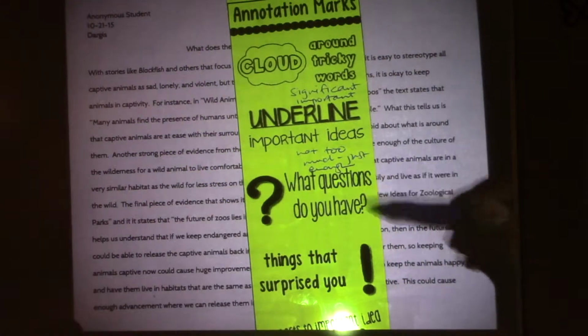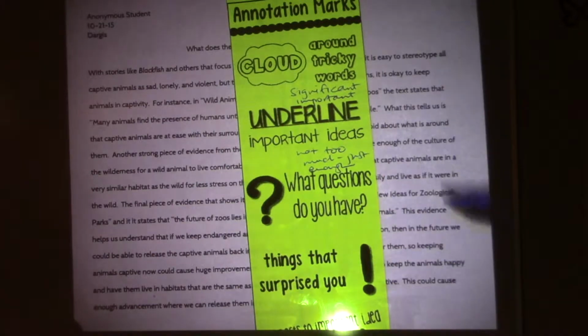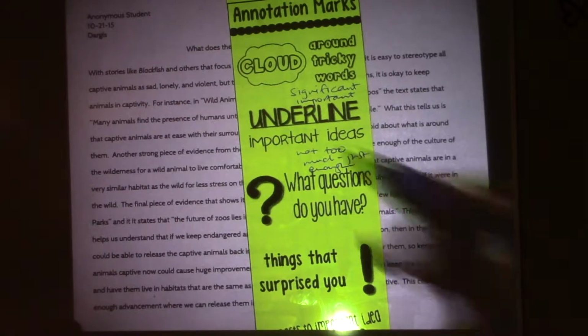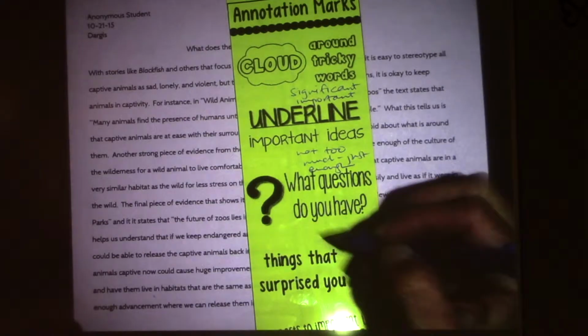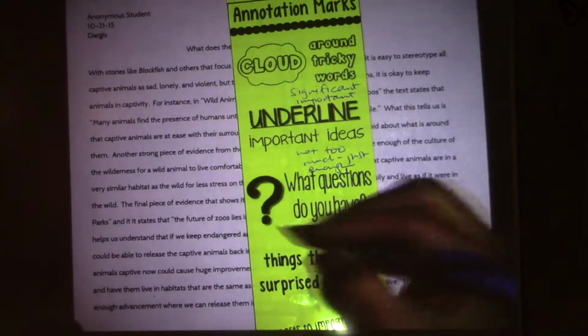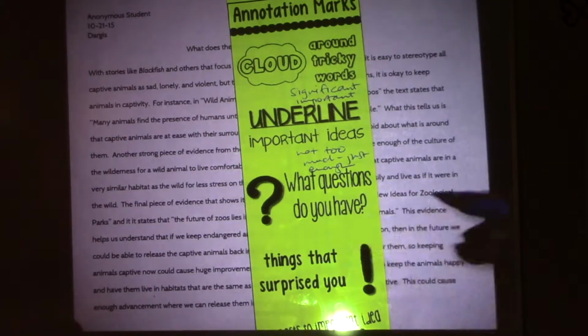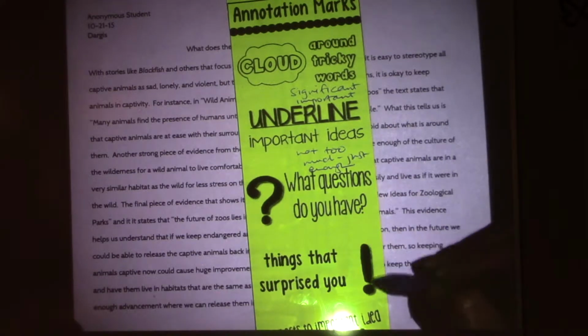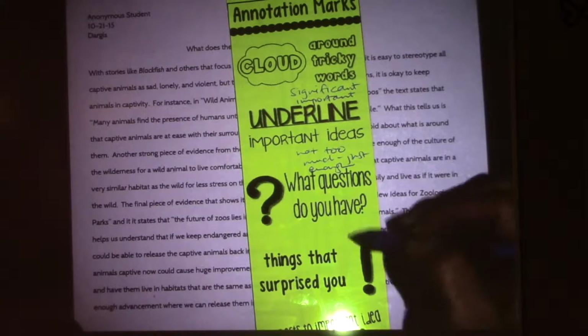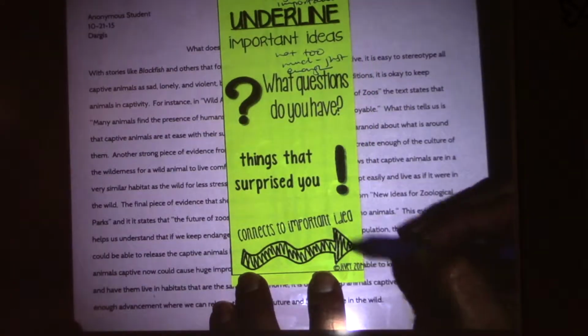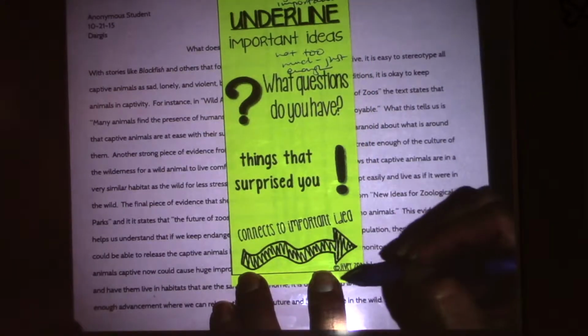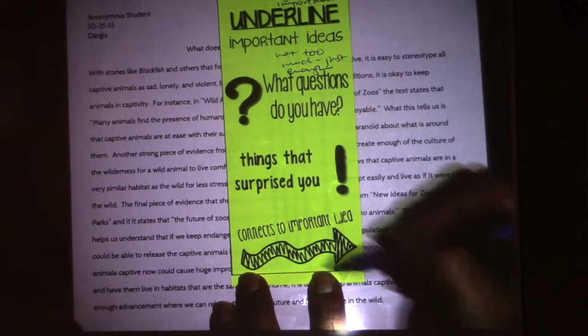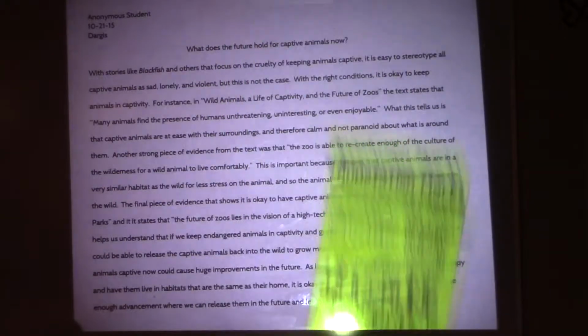And then, what questions do you have? So if you have questions about some things that you see in this student's writing, you would put a question mark next to it, and then you would write down whatever your question is and kind of show your thinking and think through it. If there's anything that surprises you in this particular student's piece of writing, you would put an exclamation point next to that part, and then you would also comment on why it was surprising to you. And then finally, this arrow, we remember from yesterday, it's where we're connecting to important ideas. And then I would write down what my connection is.